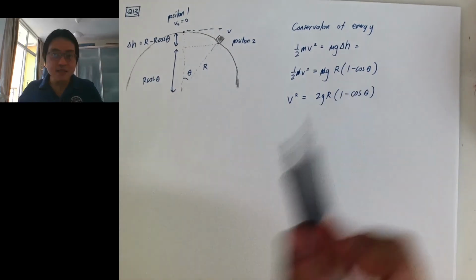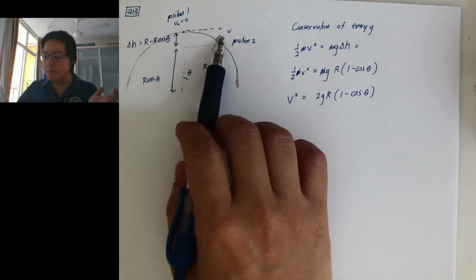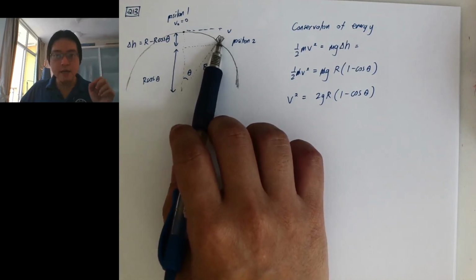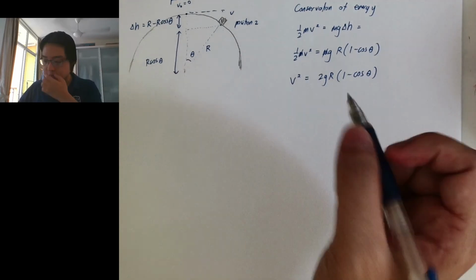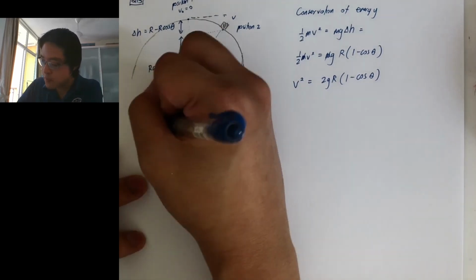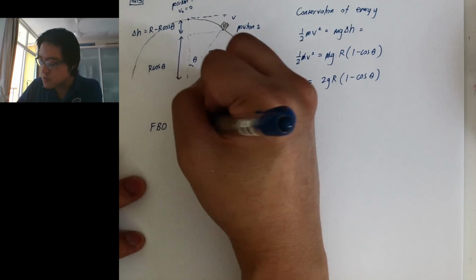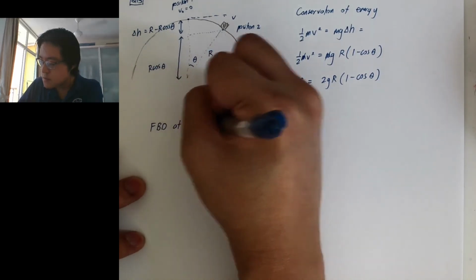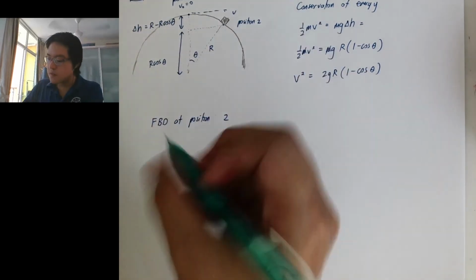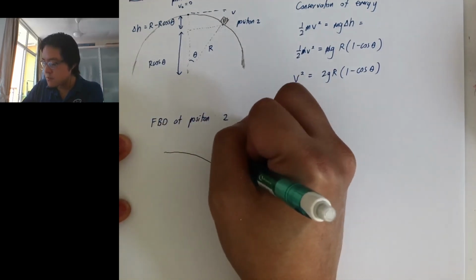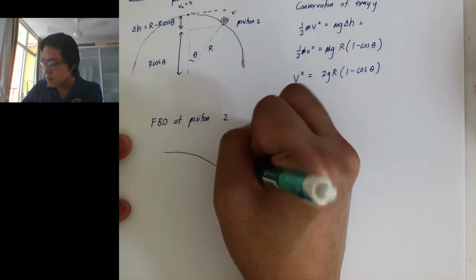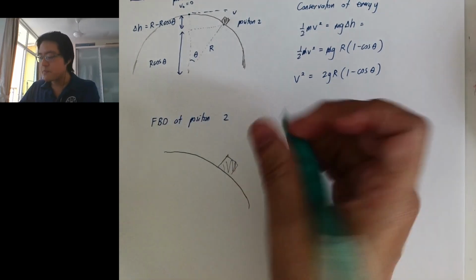So this is just talking about energy, but we want to consider whether the skier leaves the surface or not. So we need to look at the forces. We draw the free body diagram at position 2. At position 2, this is a portion of a circle, so she is somewhere over here. Let's look at the forces.